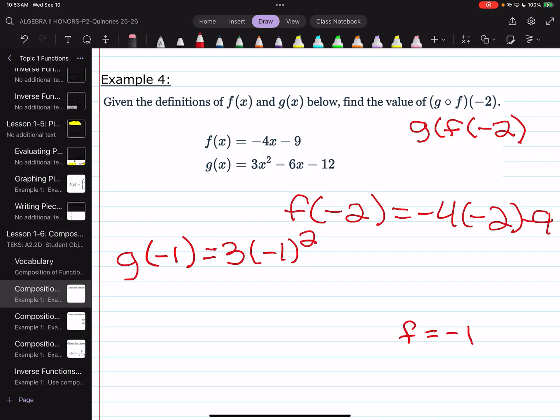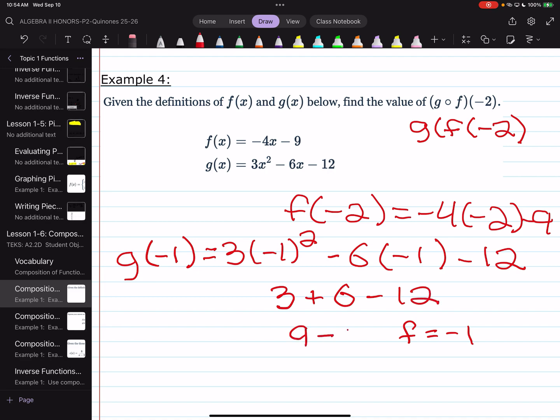Since f is negative 1, you can do g of negative 1 equals 3 times negative 1 squared, minus 6 times negative 1 minus 12. So you do negative 1 squared, which is 1, and then 3 times 1 is just 3. So negative 6 times negative 1 is 6. So minus 12. And 3 plus 6 is 9. Minus 12. So the answer was negative 3.